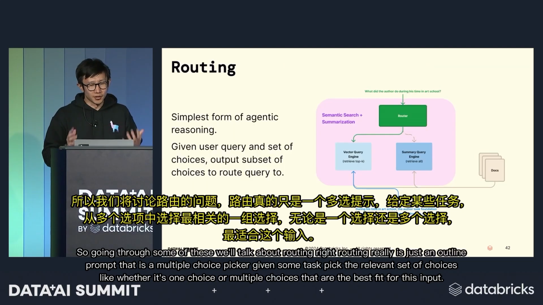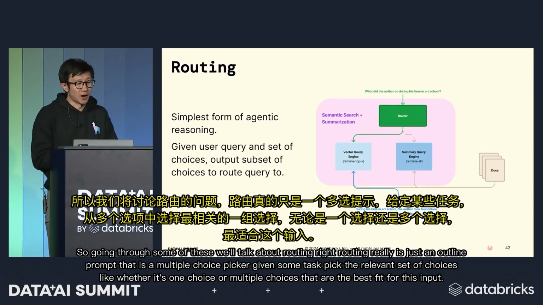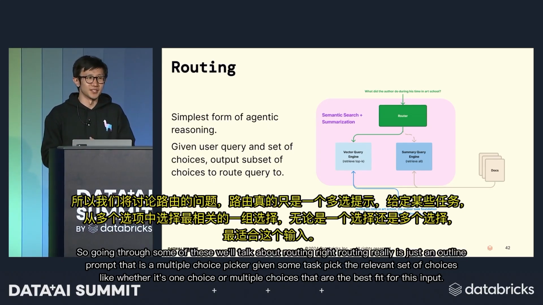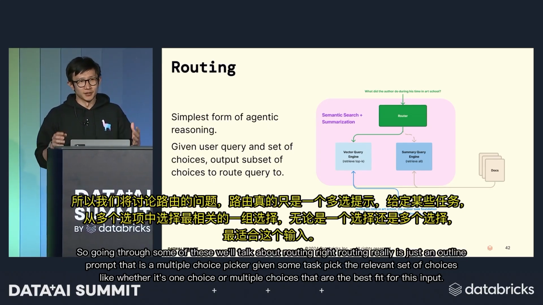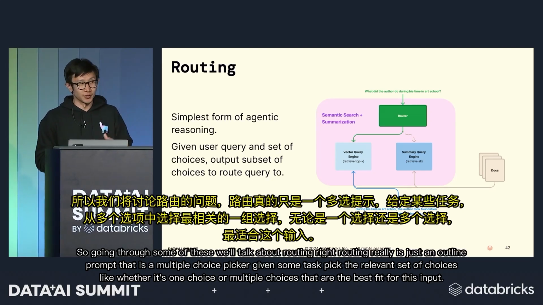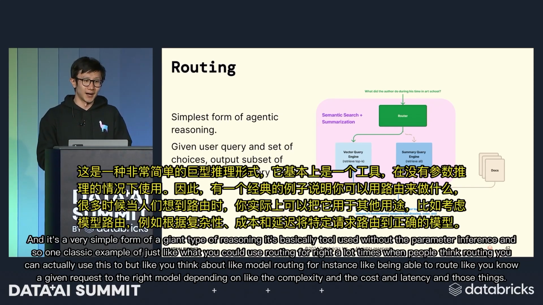So going through some of these, we'll talk about routing, right? Routing really is just an LLM prompt that is a multiple choice picker. Given some task, pick the relevant set of choices, whether it's one choice or multiple choices, that are the best fit for this input. It's a very simple form of agentic reasoning. It's basically tool use without the parameter inference.